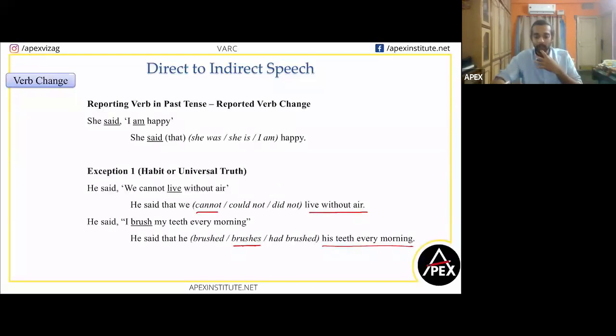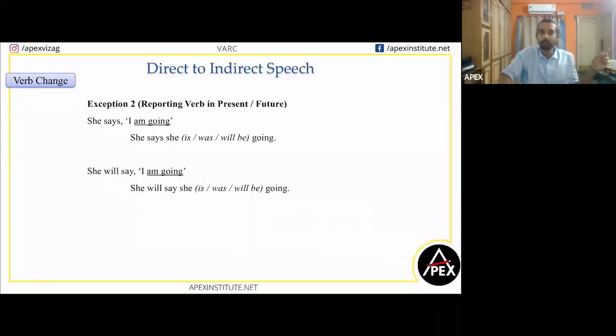ఇక్కడ చూడండి, మనం ఇక్కడ తీసుకుంటున్నప్పుడు I'm happy అన్నప్పుడు యాక్షన్ అయిపోయింది ఆల్రెడీ. అందుకు she said that she was happy అని మనం తీసుకున్నాం. కానీ ఇక్కడ చూడండి ఏమైతోంది, యాక్షన్ ఇంకా అవ్వలేదు, యాక్షన్ అవుతూ ఉన్నది కదా. అందుకేం చేయాలి? We have to look at when she says I am going, she says she is going. Okay, not will be.